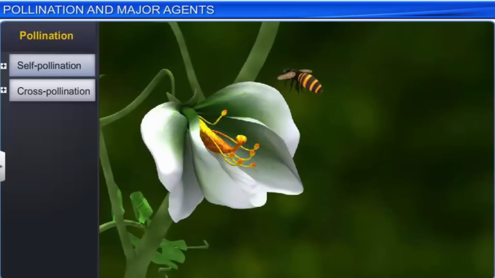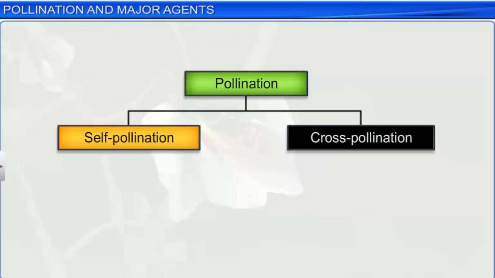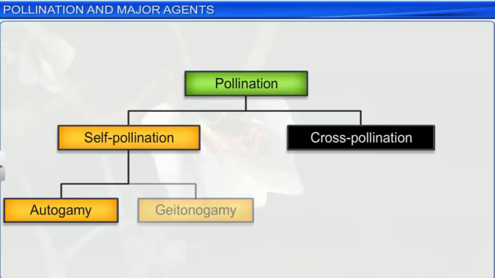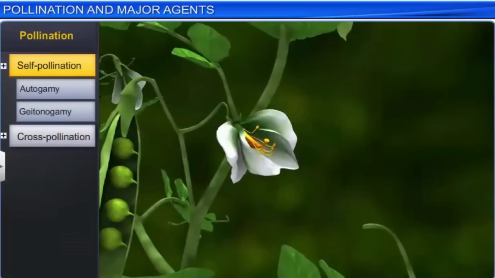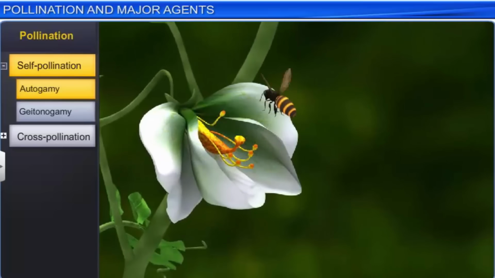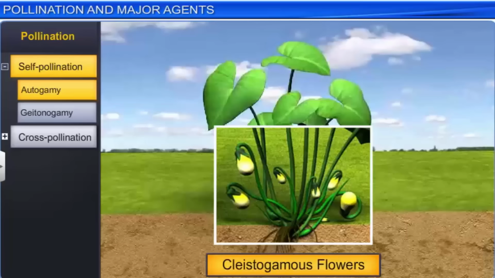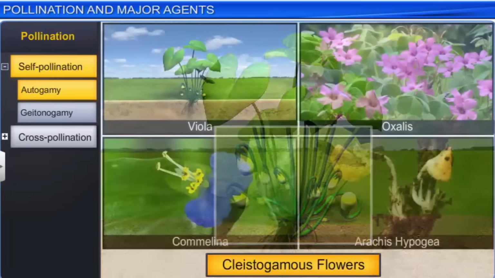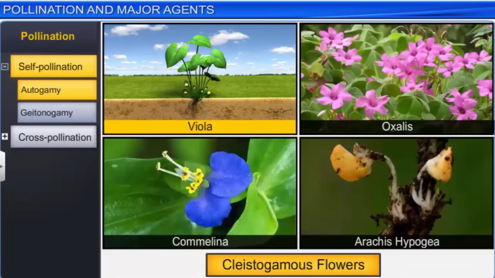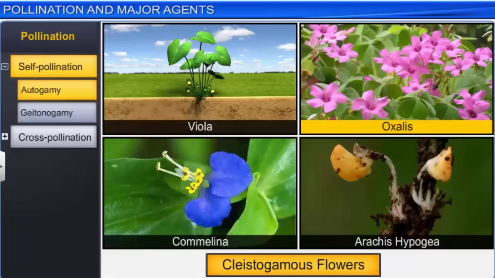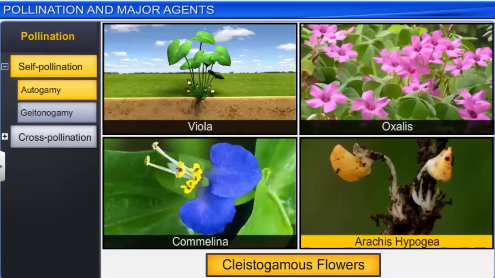When pollination takes place within the same flower or between flowers of the same plant, it is known as self-pollination. In plants, self-pollination can occur either through autogamy or geitonogamy. In autogamy, pollen is transferred from the anther to the stigma of the same flower, and is seen in cleistogamous flowers or flowers which do not open at all, produced by plants such as viola, oxalis, commelina, and Arachis hypogaea or peanut.